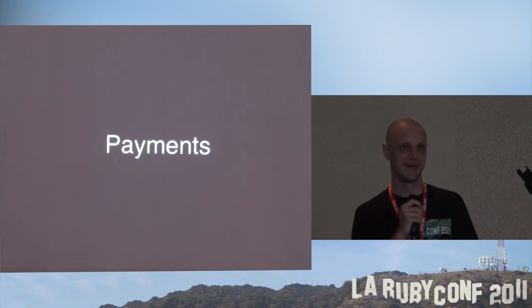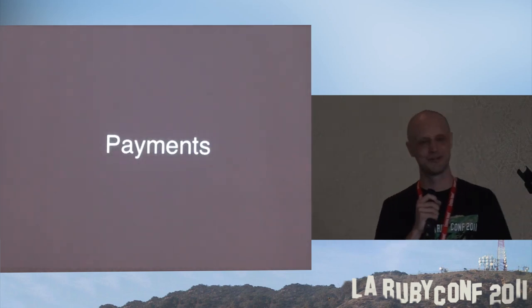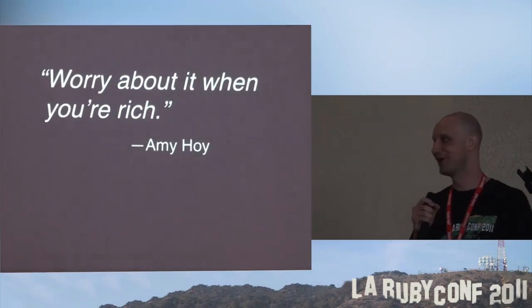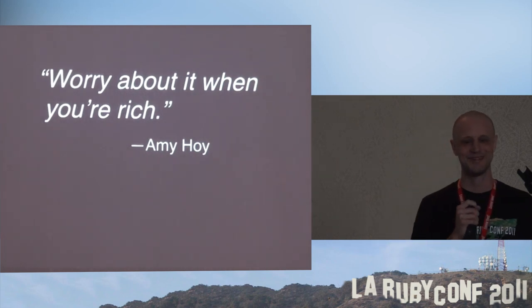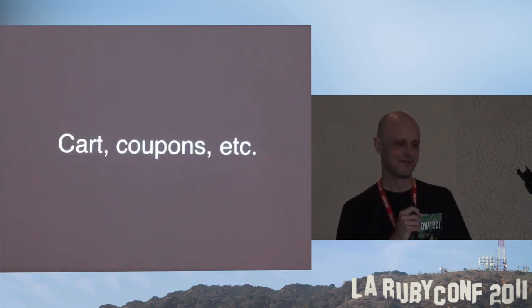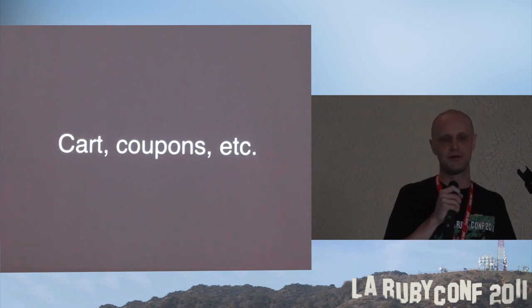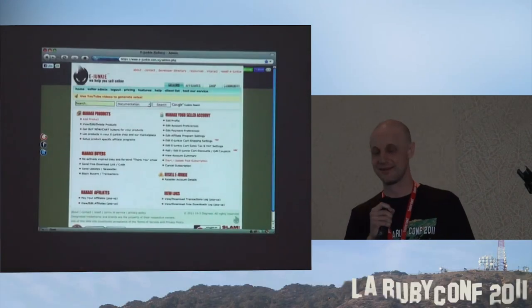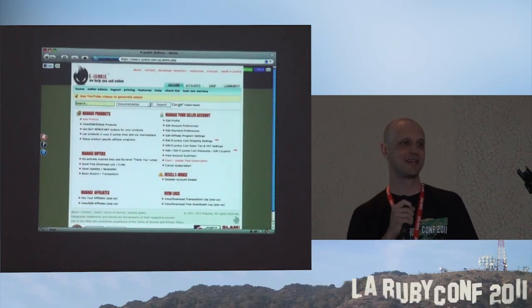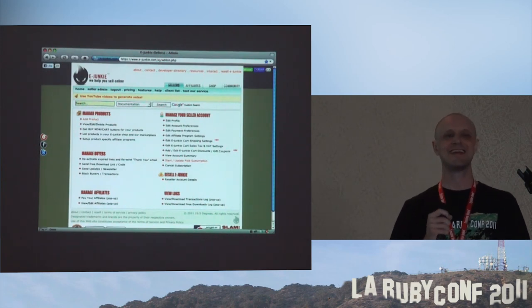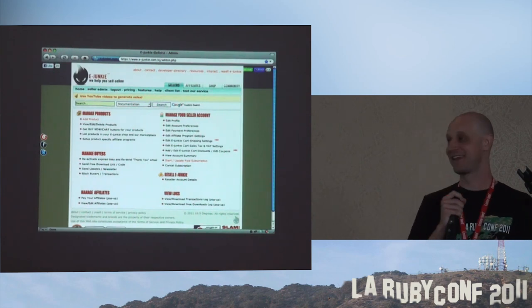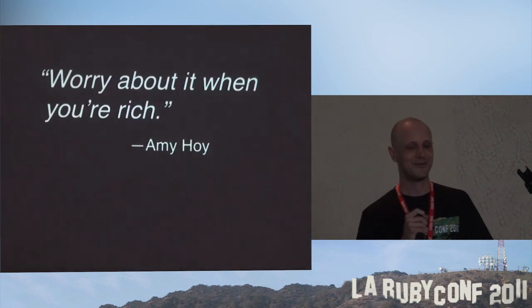You want to accept payments, right? I know it hurts. You want to use PayPal. Worry about it when you're rich. I know you want to use something else, but use PayPal. You need to have some sort of cart, maybe with coupon codes. You need to handle file downloads. You're going to use eJunkie. I decided to use eJunkie. I mean, with a name like eJunkie, can it possibly be good? Their UI is written in Flash. I'm not kidding, it's horrible. But worry about it when you're rich.